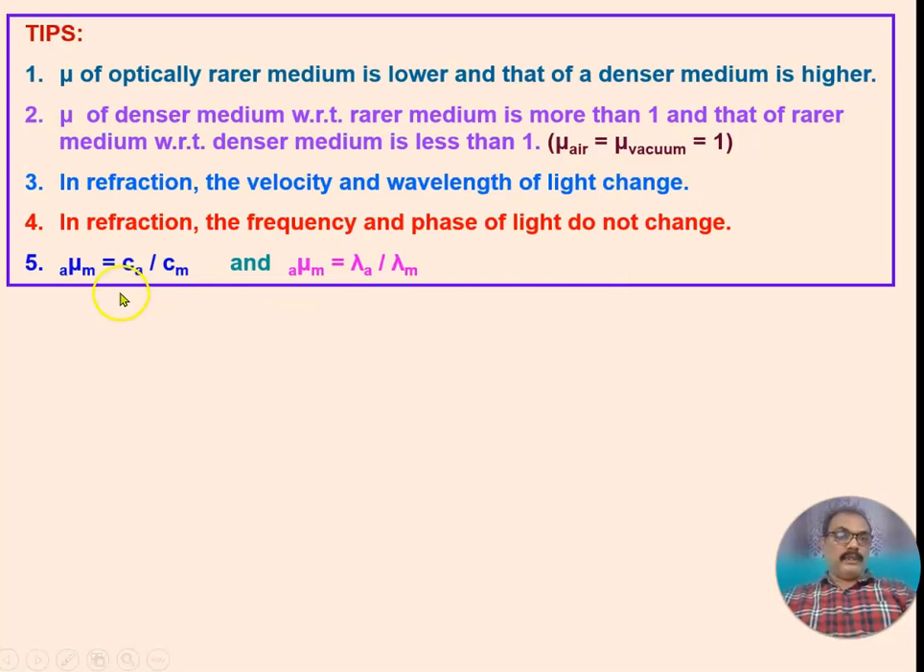So these are two important formulas which you have to concentrate on for MCQ. When light goes from air to any medium, mu is equal to speed of light in air divided by speed of light in medium. Another formula is in terms of wavelength. Since frequency is the same, frequency cancels out and wavelength comes: lambda A by lambda M. Lambda A is wavelength in air, lambda M is wavelength in medium.